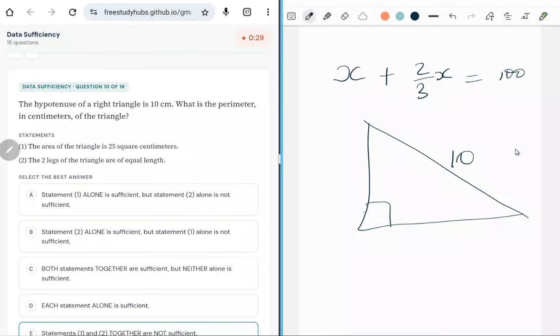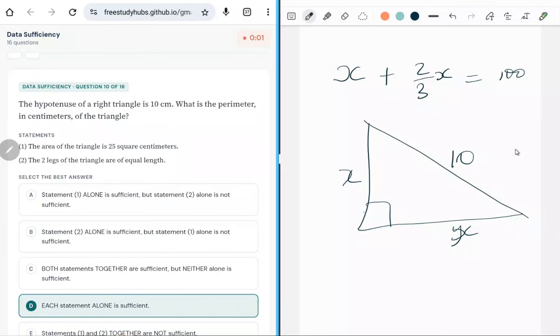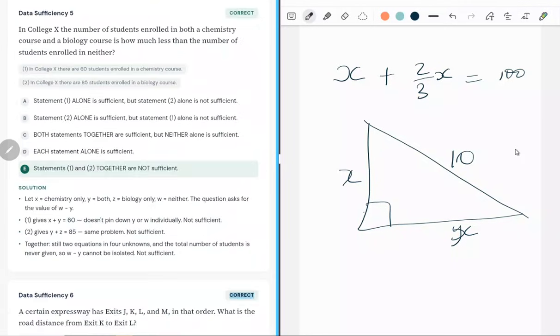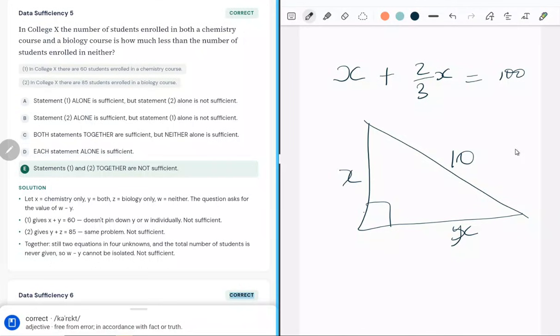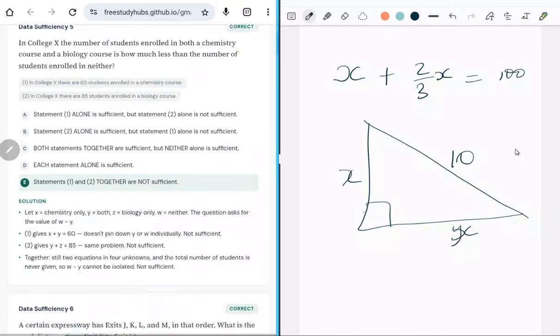The hypotenuse of a right triangle is 10. So what is the perimeter? The area of the triangle: remember that we can set up s and y here. If the two legs are the same, then it's x and x, not just x and y. So x squared. The question is whether the data is sufficient to answer. That's what we need to find out.